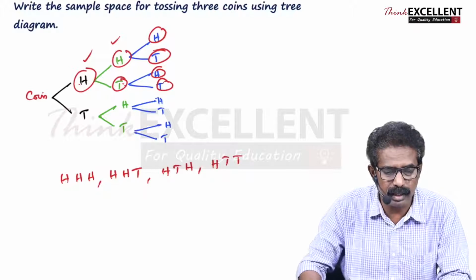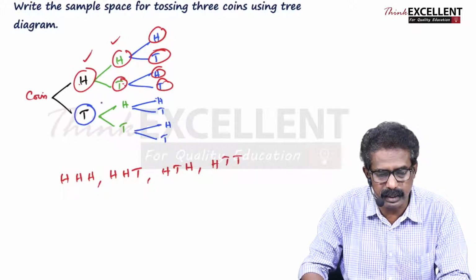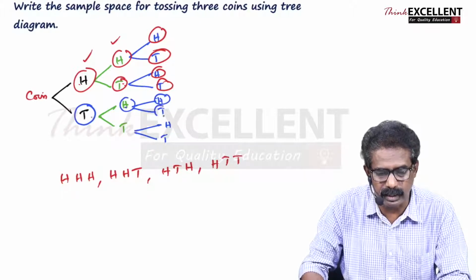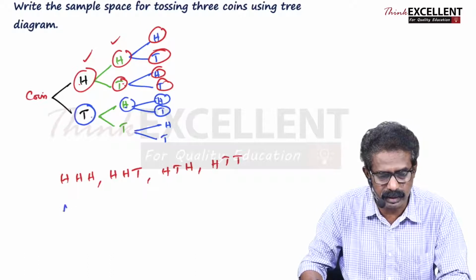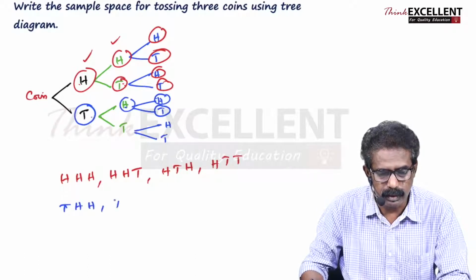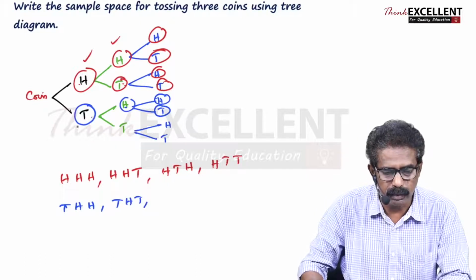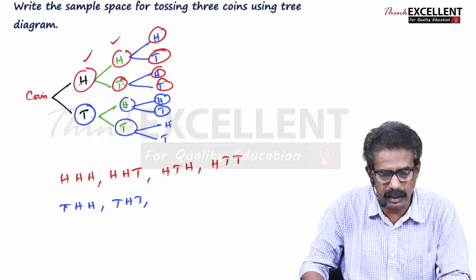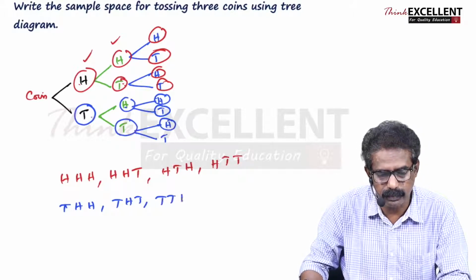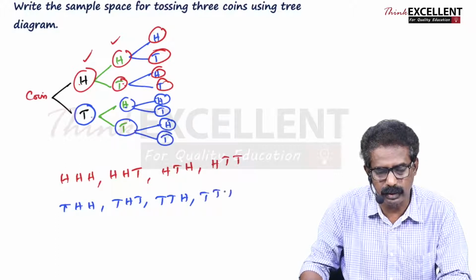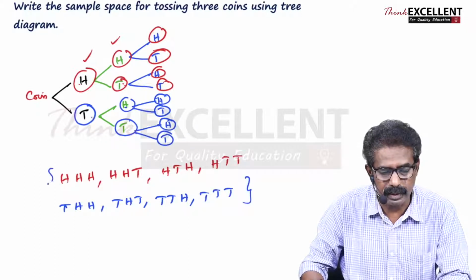Now same way you go to tail. T, H, then 2 branches. T, H, H, T, H, T. Now we come here. T, T, H. Next one is T, T, T, right? T, T, T.